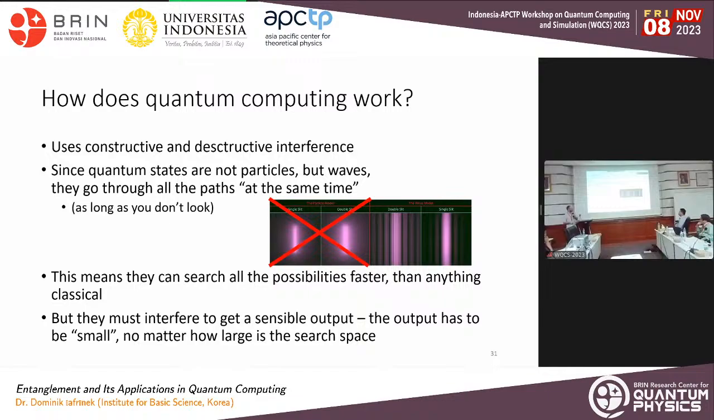And this means that they can touch all the possibilities faster than anything else. And they must interfere to give a sensible output. In the end you want the wave function to appear non-zero on just some small part of Hilbert space, and from that you can measure the probable outcome and determine the answer you will get. So depending on the wave function that you are measuring, you can get some outcome from that.